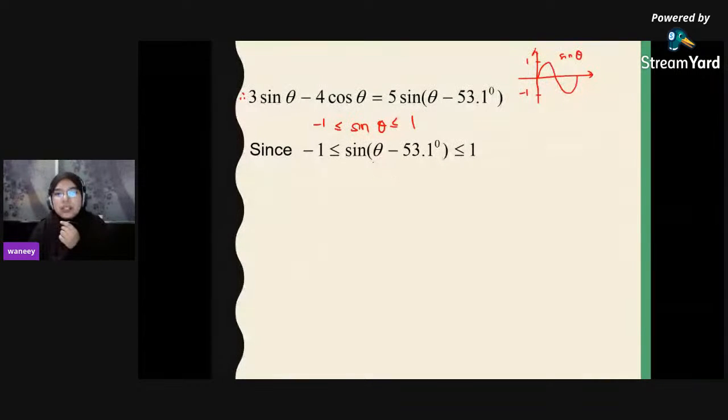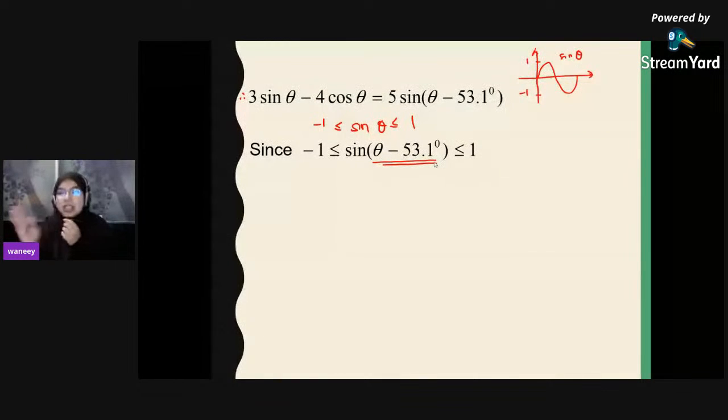So sine of (theta minus 53.1), it simply means that we are shifting our graph to the left hand side or right hand side. So kita hanya shift sahaja ke kiri atau ke kanan. Shift saja. Maksud kita gerakkan graph ke kiri atau ke kanan. But we didn't change what is the maximum or minimum. So that means sine of (theta minus 53.1) should still be in between -1 and 1. However, if you compare, we got a 5 over here. So you should times with 5 for everything.